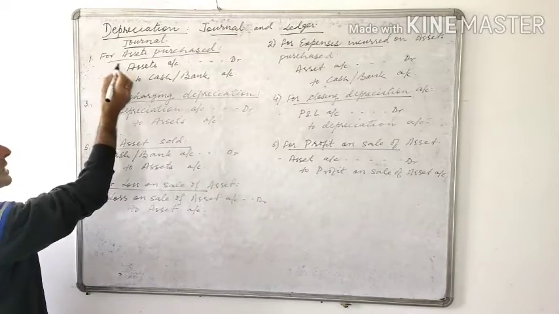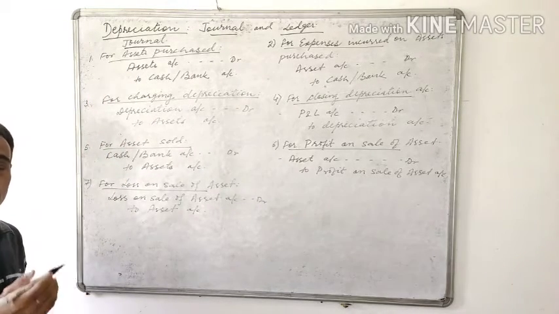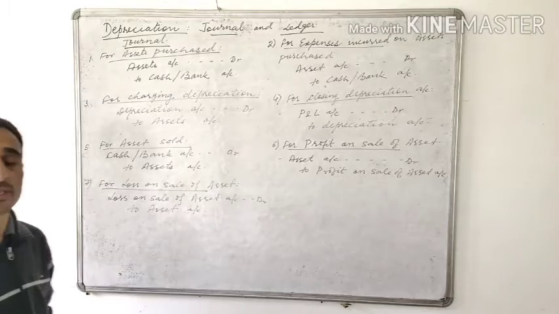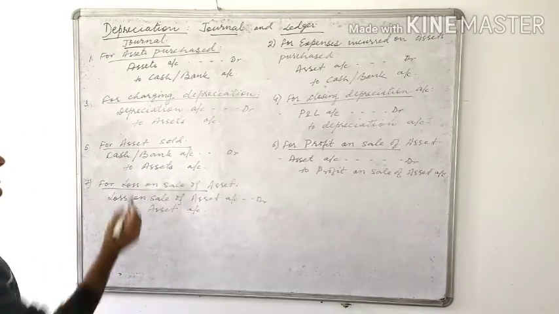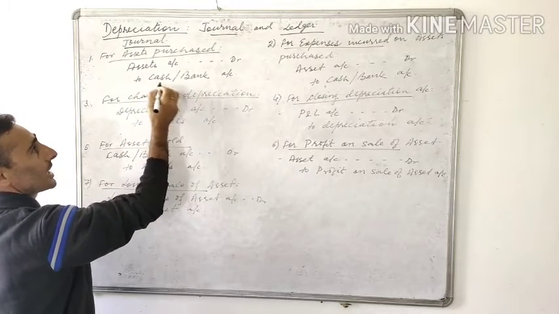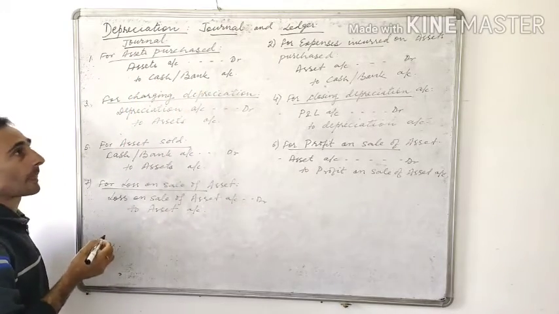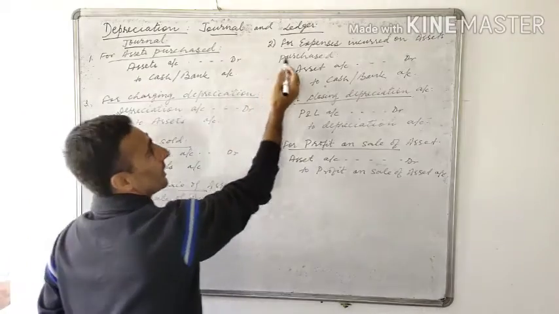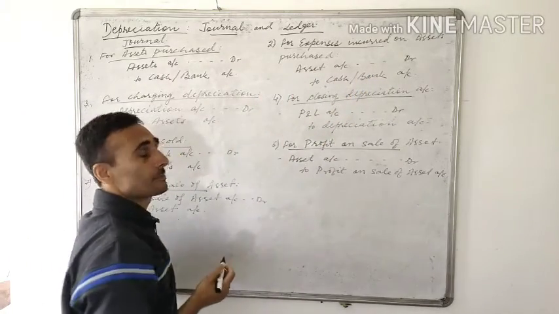Number 1, for assets purchased. When asset is purchased, asset comes in. Debit what comes in. It is a real account. So we have asset account debit to cash or bank account.